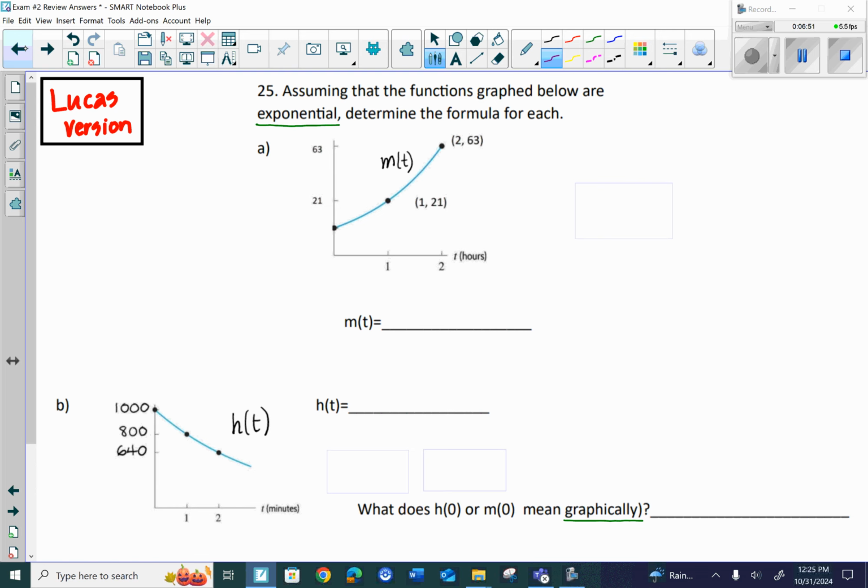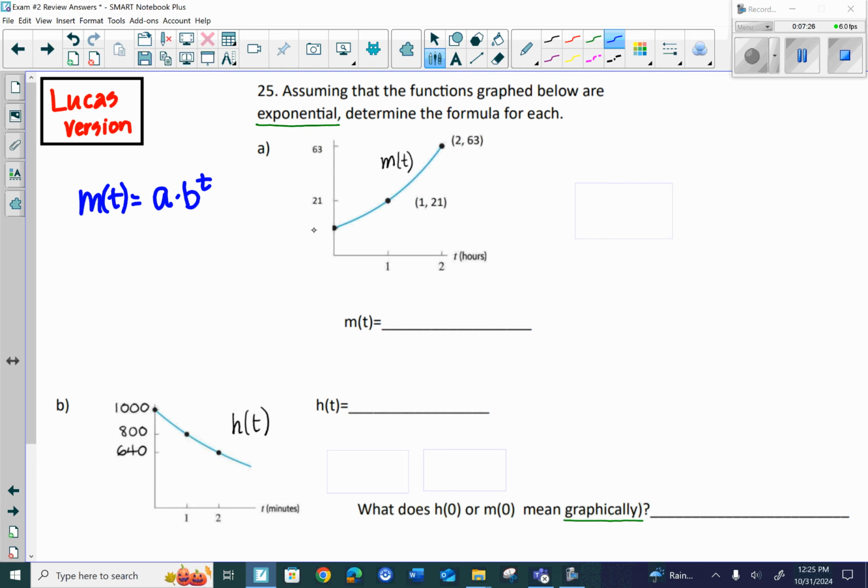There are 2 slightly different versions here. I did alter the questions, but they're close, so I'll do both. In 25, we are to write the function given by the 2 points, and we're assuming that they are exponential. So we know that we have that form, a times b to the t, where a is the initial value and b is the growth rate.